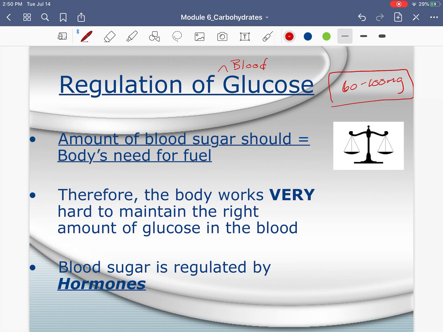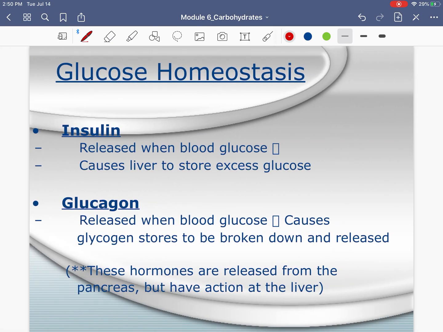And the way that we maintain this balance of keeping just the right amount of blood sugar in our bloodstream is through hormones. And we talked about these hormones because they're produced by the pancreas, which happens to be a digestive organ because it produces digestive enzymes. But the pancreas also is an endocrine gland, which means that it produces hormones. And what are the hormones? Make sure you know these: insulin and glucagon.